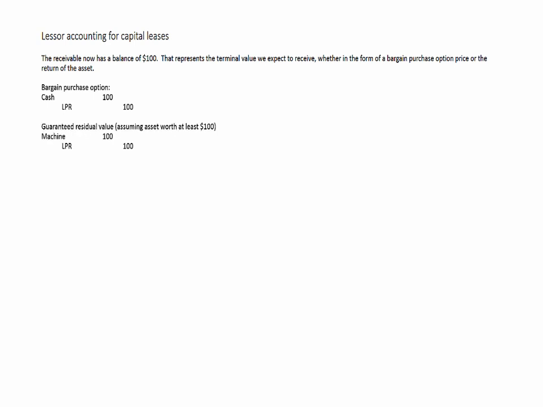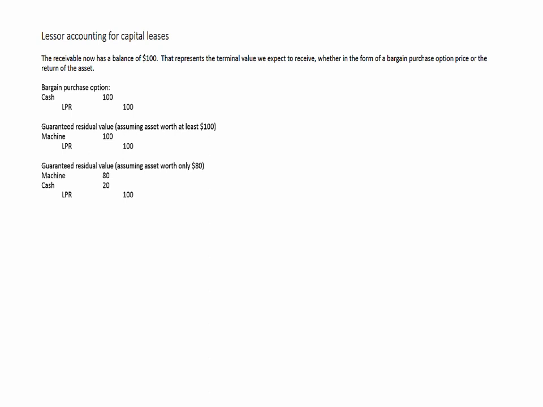If there's a guaranteed residual value, we're going to get the machine back, and if it's worth at least $100, we'll go ahead and record the machine at $100, and that pays down the receivable. If it's worth only $80, then we'll record the machine at $80, and since it's guaranteed, the lessee is going to have to write us a check for $20 to make up the shortfall.